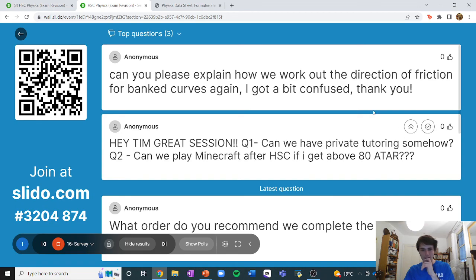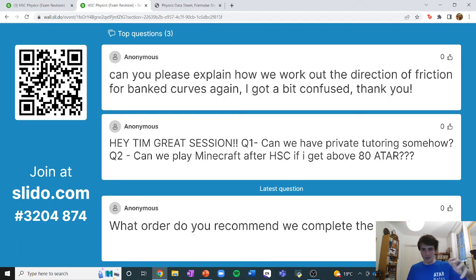Can we just discuss how we work out the direction of friction for banked curves? I got a bit confused. Basically, because we were looking for the maximum speed, if we were going too fast, we would slip off the plane, like we would start sliding up the plane. Whereas because we're trying to find the speed that will stop us from falling off the plane, the friction would be pointing downwards.